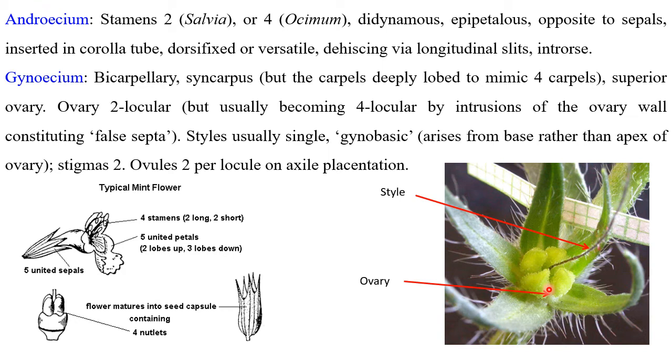the presence of gynobasic style, which you can see in family Lamiaceae. Here again a few of the details you can see: the calyx lobes, this is the separated calyx part, then this is the corolla where you can see the upper lip and lower lip. Here 3 lobes are down and 2 lobes are up, and these small stamens you can also see. These are 4 ovules, and this is the style which is arising from the base of the ovaries, and this is called a gynobasic style.